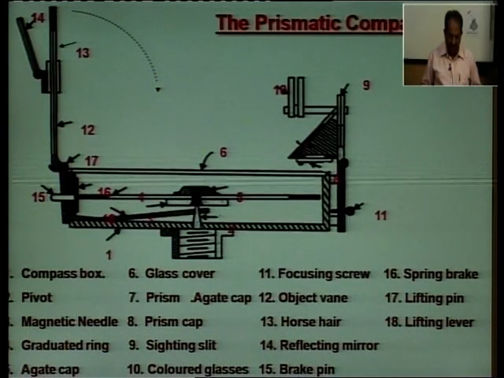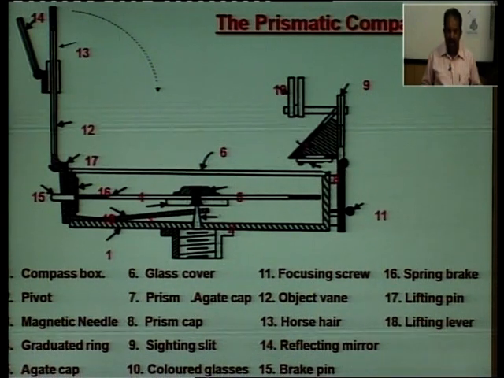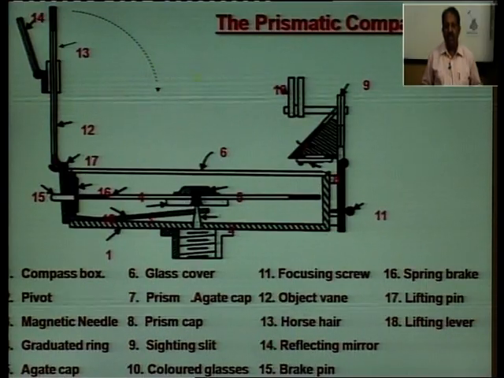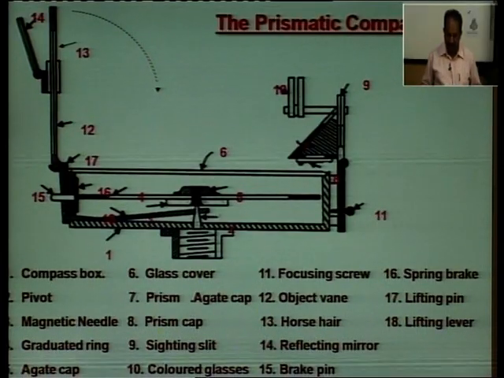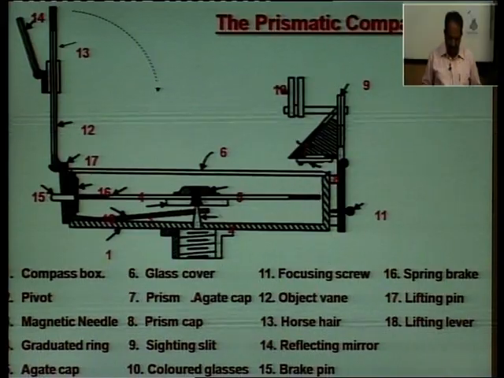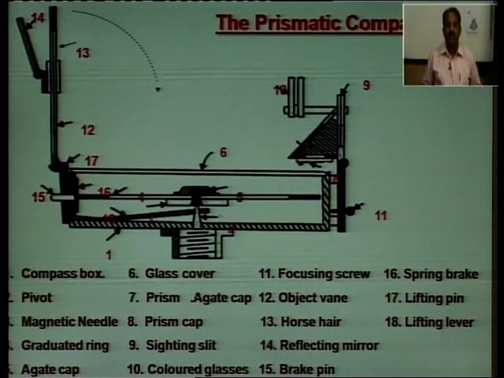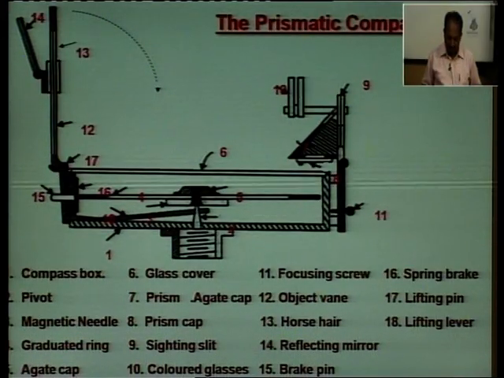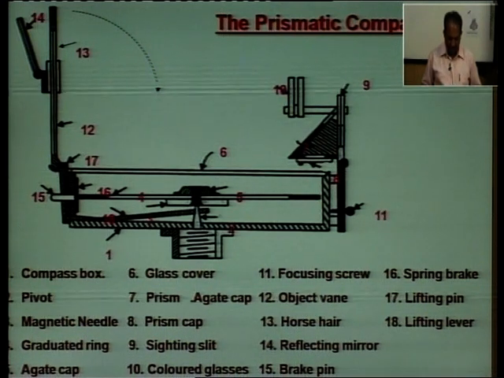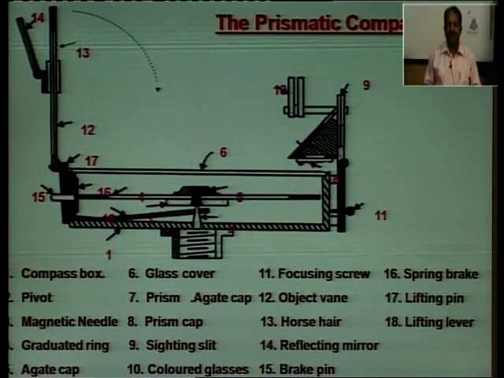Graduations on the ring can be observed directly by the eye after they are reflected from the diagonal of the prism. As a prism is there, as you see on your monitor screen, it is called a prismatic compass. The graduations can be made clearly visible by adjusting the prism to the eyesight by the focusing screw marked as 11 on your monitor screen. Both the horizontal and vertical sides of the prism are made convex to give magnified readings.